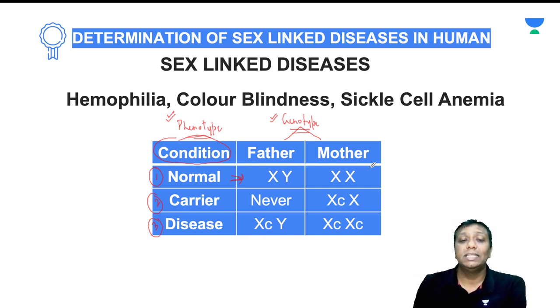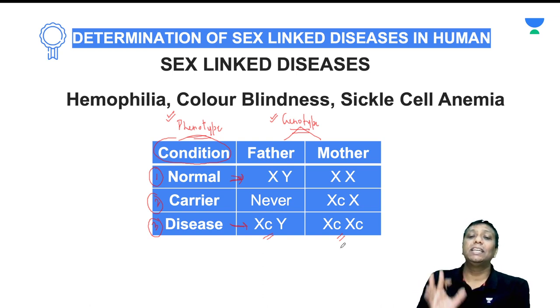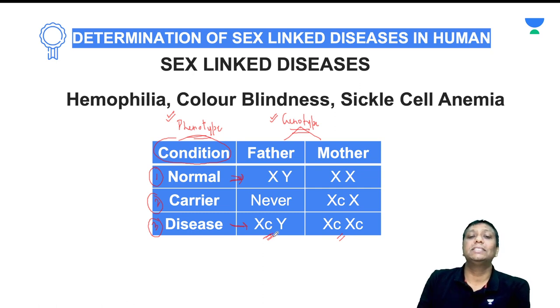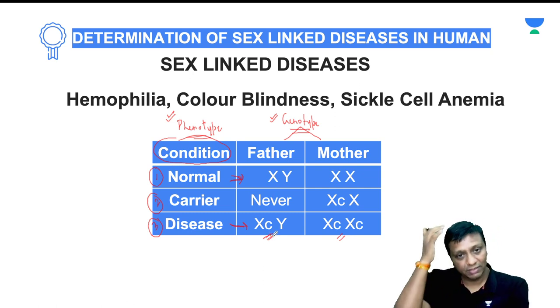The third condition is disease, guys. If father has the disease, meaning father is suffering from sickle cell anemia, or hemophilia, or color blindness, you use the genotype XcY. If I tell you mother has the disease, you use the genotype XcXc. Okay, so if a mother has sickle cell anemia, the genotype is XcXc. If father has sickle cell anemia, then use XcY.